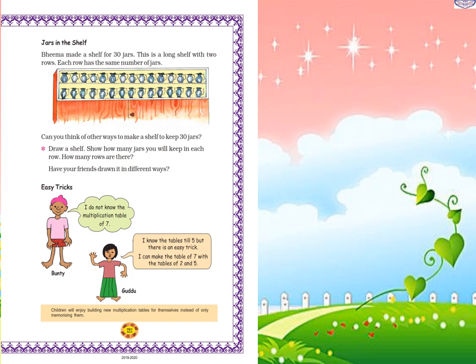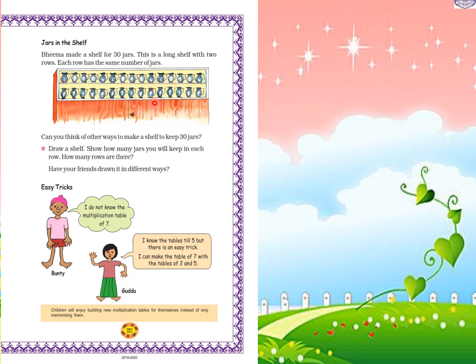Now next page, page number 121, Jars on the Shelf. Bima made a shelf for 30 jars. Okay, she made a shelf for 30 jars. How many jars? 30 jars. This is a long shelf with 2 rows. How many rows are there in this shelf?